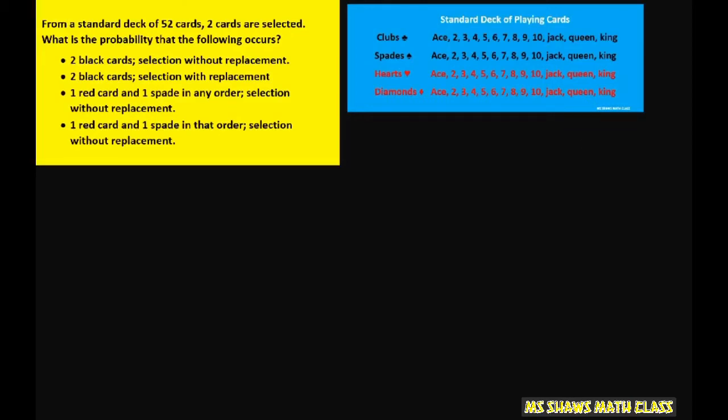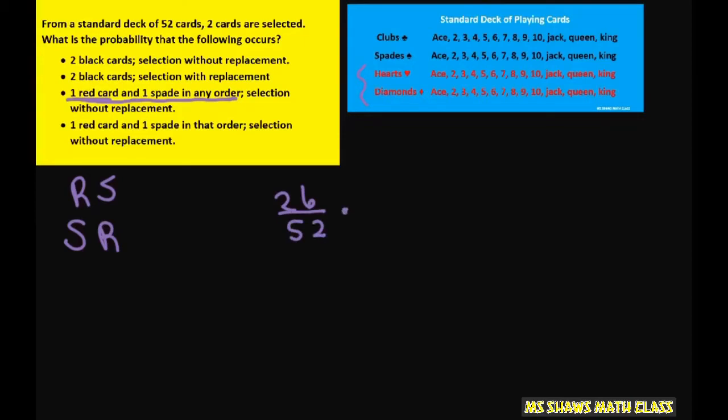Now we want 1 red card and 1 spade in any order. So that means we can get red, spade, or we can get spade, red. All right, in any order without replacement. So 1 red card, that means 26 out of 52. We don't put it back in.